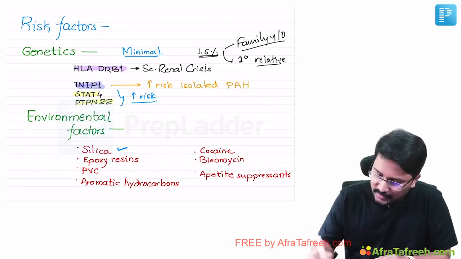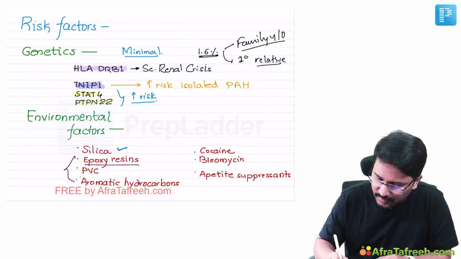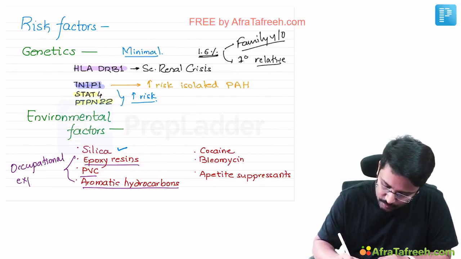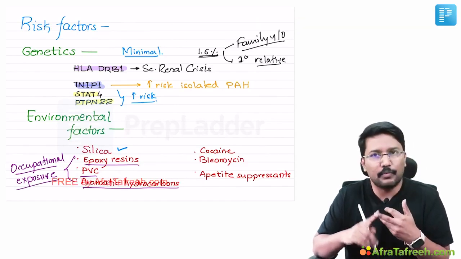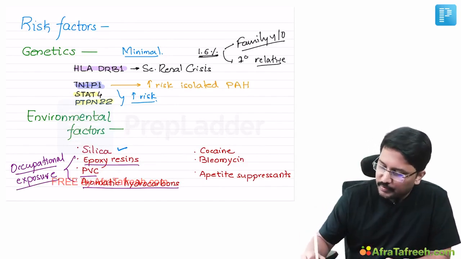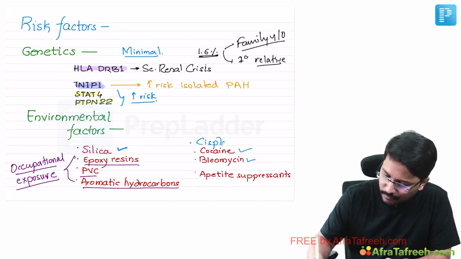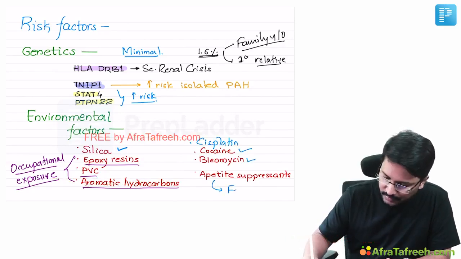Other than that, occupational exposure to certain epoxy resins, polyvinyl chloride and aromatic hydrocarbons. Mostly people get exposed to these substances at their workplace, right? Occupational exposure is associated with heightened risk of developing scleroderma. Okay. Silica, epoxy resins, polyvinyl chloride and aromatic hydrocarbons. Okay. Other than that, yes, drugs have also been implicated. That includes bleomycin, cocaine, cisplatin, and also appetite suppressants, mainly fenfluramine, which is not currently used.